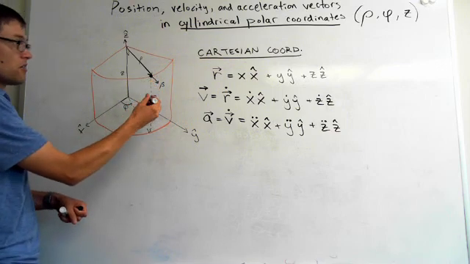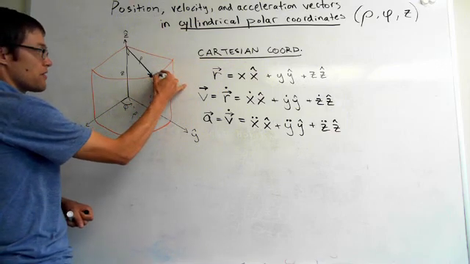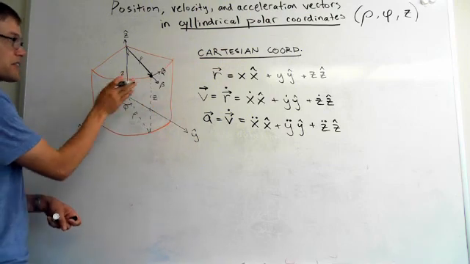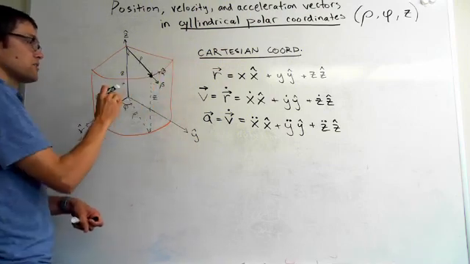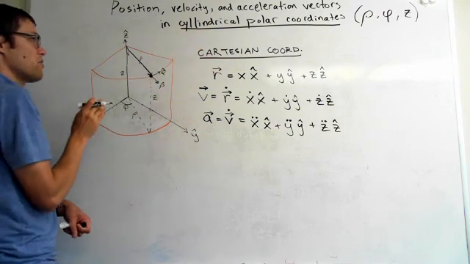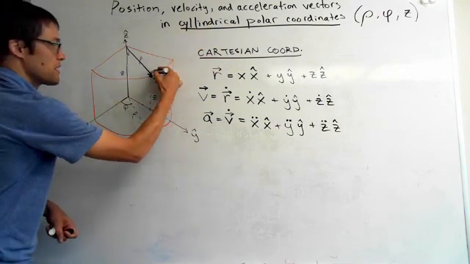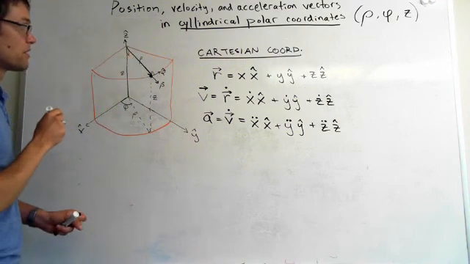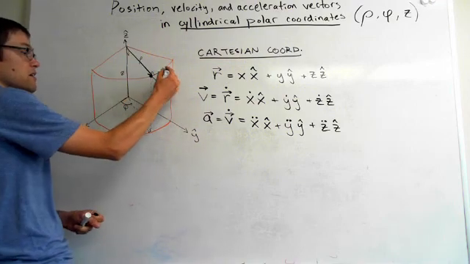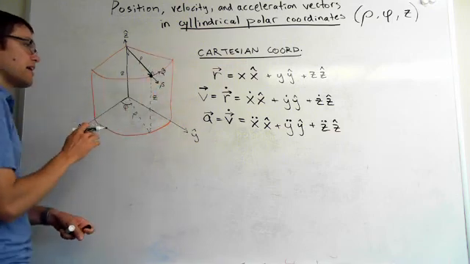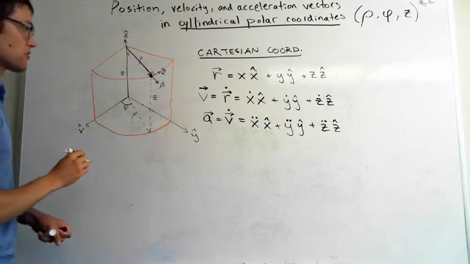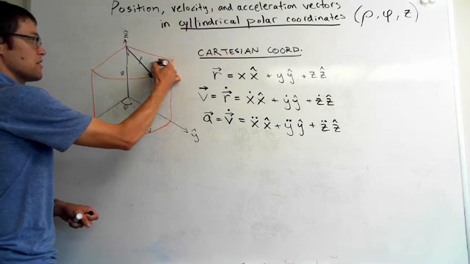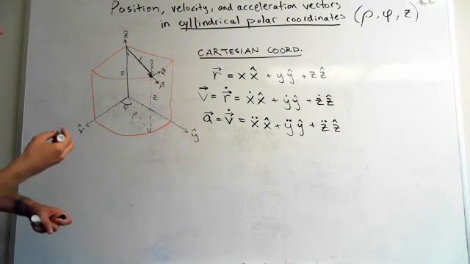The phi unit vector is pointing tangent to this circle, so it's pointing directly that way. It's perpendicular to that vector that I've drawn from the z-axis to the point, and it's tangent to this outer edge of this cylindrical piece that I've drawn. And then finally, the z-hat direction is still just straight up, as usual.